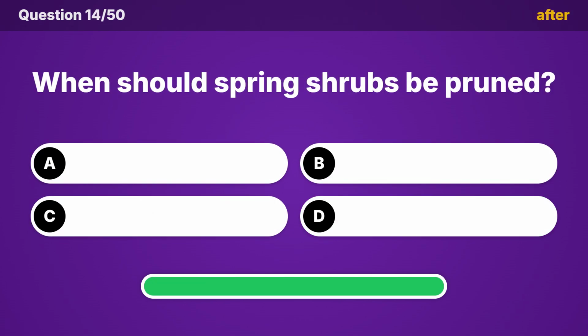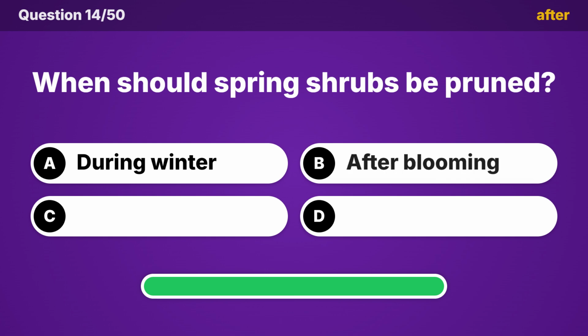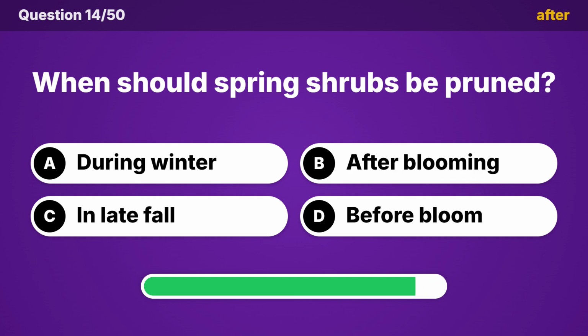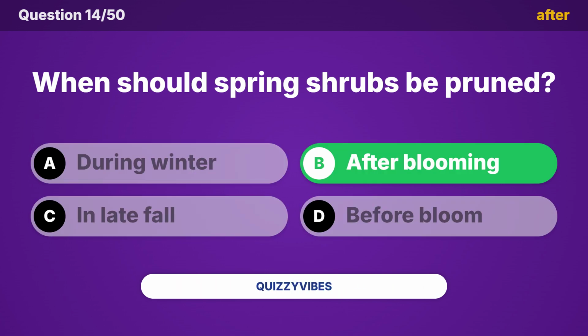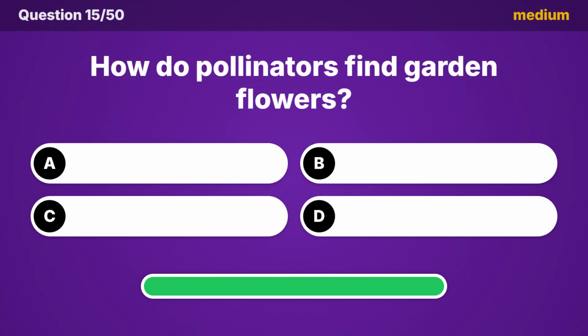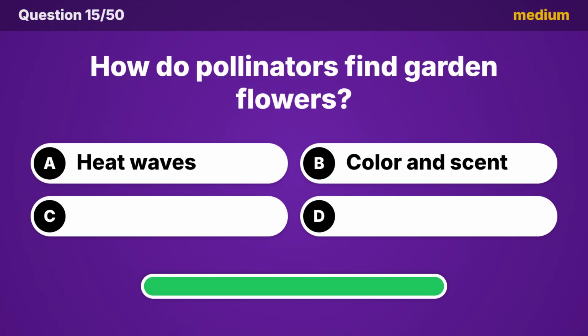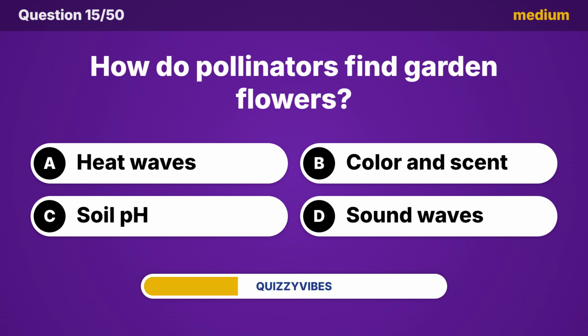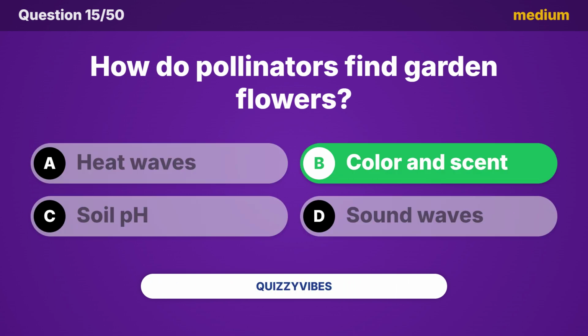When should spring shrubs be pruned? The answer is after blooming. How do pollinators find garden flowers? Did you guess it? The answer is color and scent.